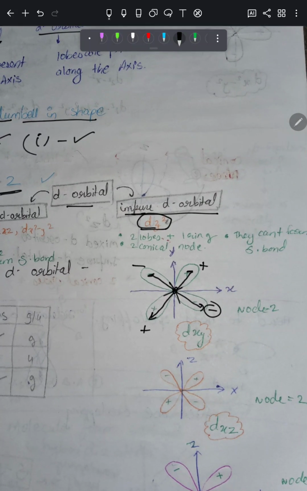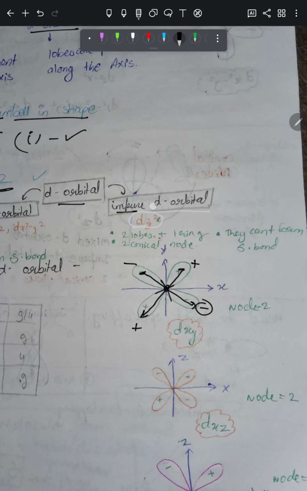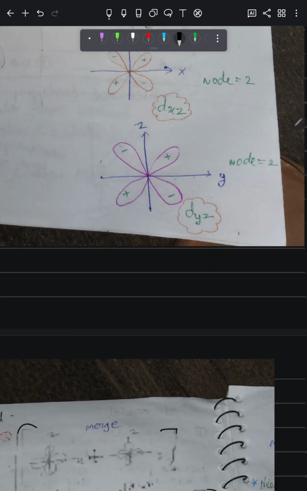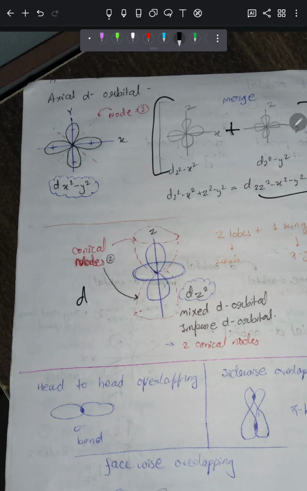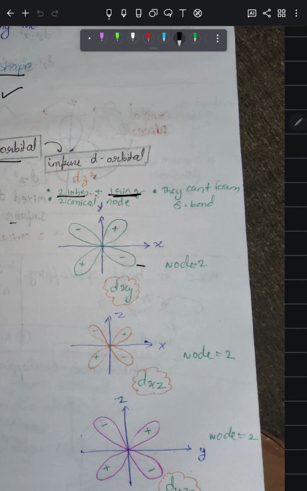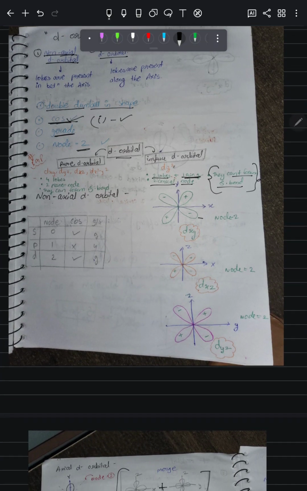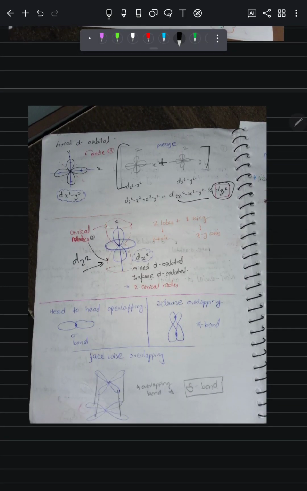And if we talk about the impure d orbital or dz square, two lobes are present and one ring is present. As we have seen before, this is the structure of dz square. So here they cannot form a delta bond. So dz square does not form a delta bond. It has two conical nodes. As we have seen, it has two conical nodes. So these are the two nodes, one from here and one from another direction.